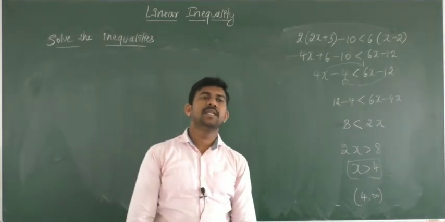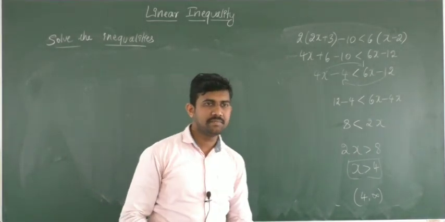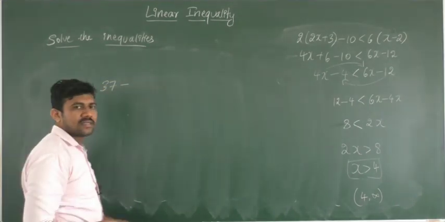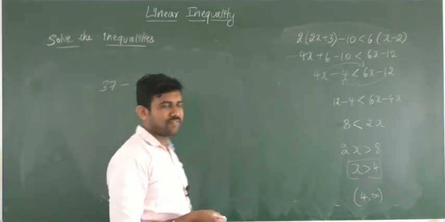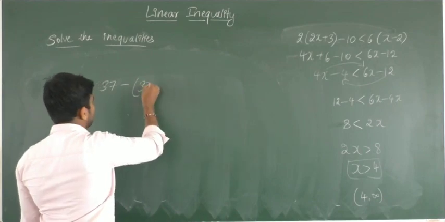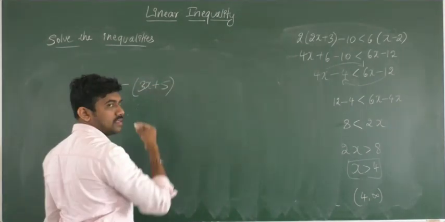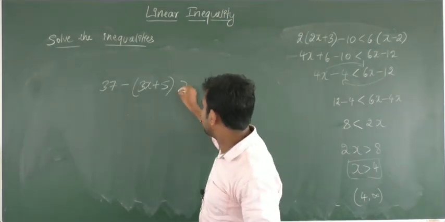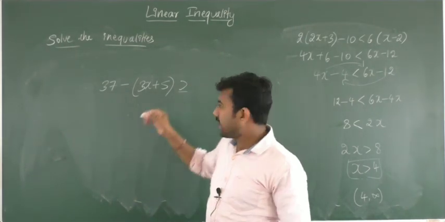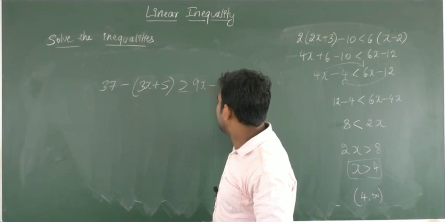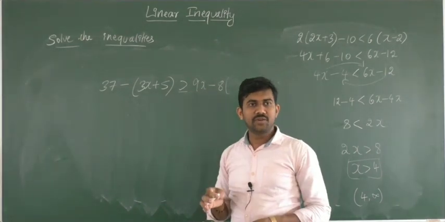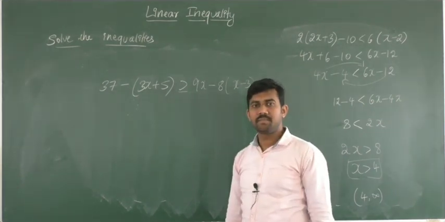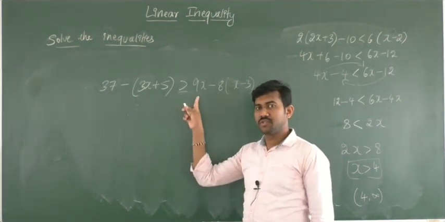What is the next question we have seen? 37 minus 3x plus 5 greater than or equal to 9x minus 8 into x minus 3. Okay. So you can try to solve this question, right?